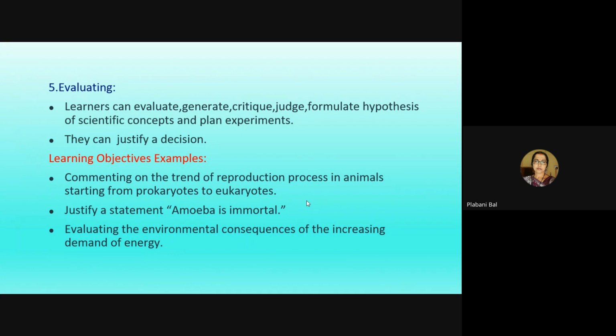Okay, then next, suppose justify a statement. You can give a statement, amoeba is immortal, justify. This is also related to this chapter, reproduction. So if the child is able to justify it with appropriate reasons, then he is evaluating. Another example is evaluating the environmental consequences of increasing demand for energy.